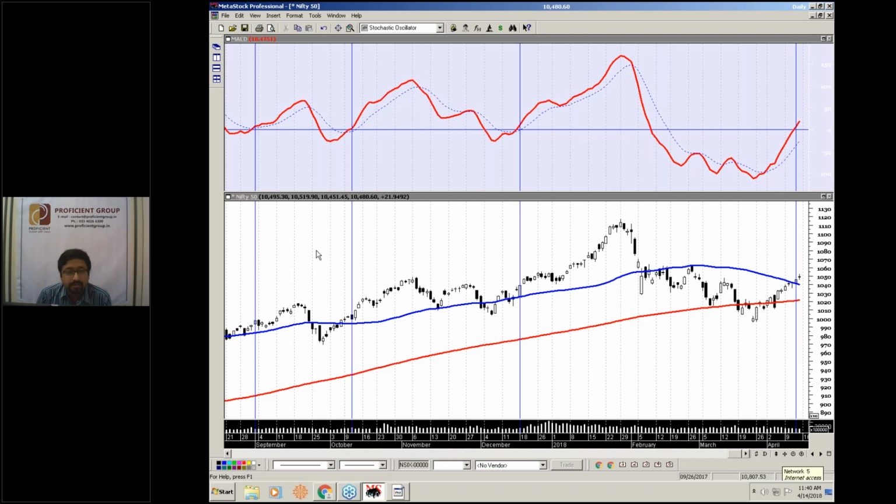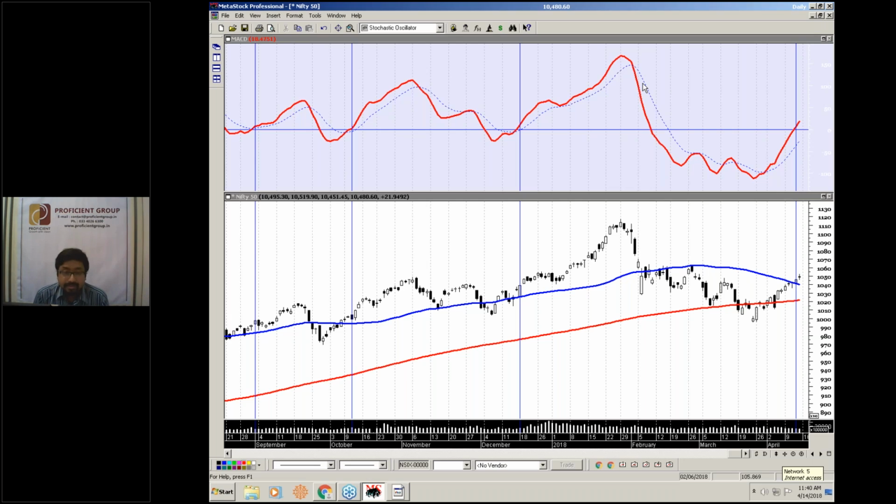You can see the dotted line in the upper pane. This dotted line is actually the trigger line, which is again a certain exponential moving average of the MACD line, the 12-day exponential moving average. The purpose of this dotted line is, to some extent, to smoothen the movement of the MACD line.